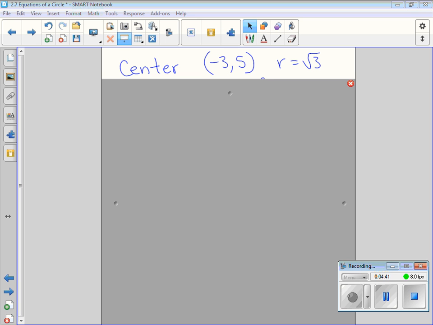Let's move on. How about this one? Center is at -3, 5, and the radius is the square root of 3. Some interesting things are going to happen here, and so I want you to pay close attention. See if you can do this one. See if you can put this one in standard form. Don't forget to square that before you put it into the number area. Put me on pause, come back and check your work.